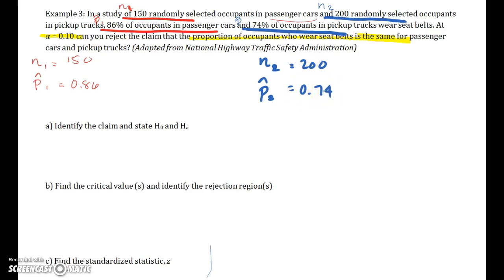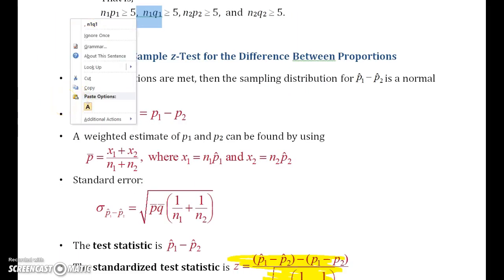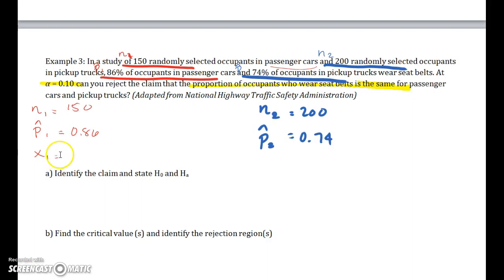Another thing I can derive from this, because they're not saying it explicitly, is that we also need the x values for each of these. So how do I find that? Well, if I know that there were 150 people and 86% of them said that they do wear seatbelts, then my x is going to be 150 times 0.86. When you multiply that out, you get 129. Those are for your x values.